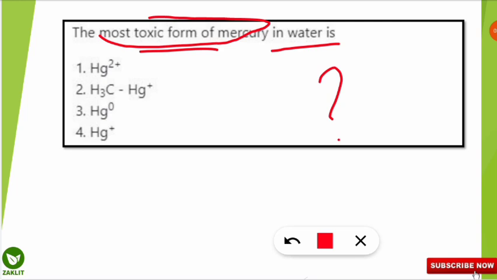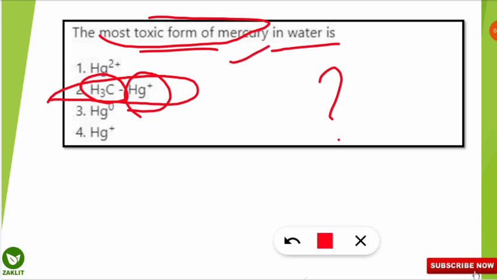You will be confused. So the formula of methyl mercury is CH3Hg+. CH3 is the methyl group. When it is attached to the mercury ion, it forms methyl mercury, which is the most toxic form of mercury in water. And what disease is caused by this mercury poisoning?